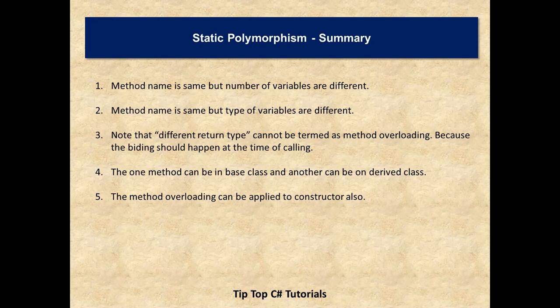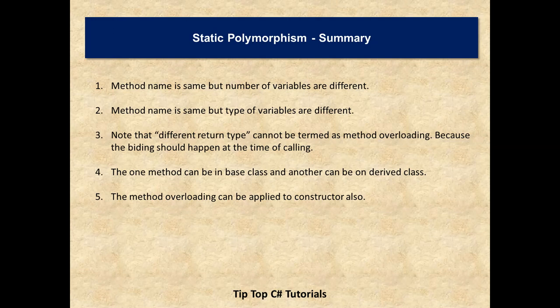Method overloading can be applied to constructors as well. What this means is you can have multiple constructors, where you can have a constructor which does not accept anything, or you can have multiple constructors which accept different types of parameters. Yeah, that should cover most of the static polymorphism.